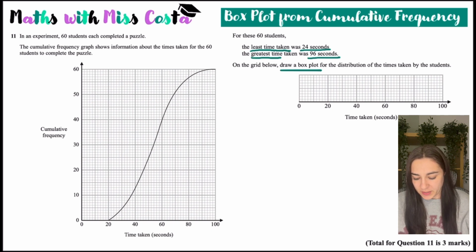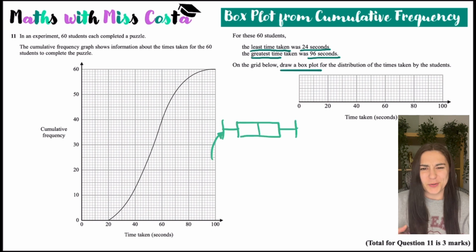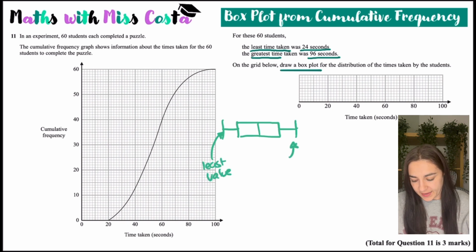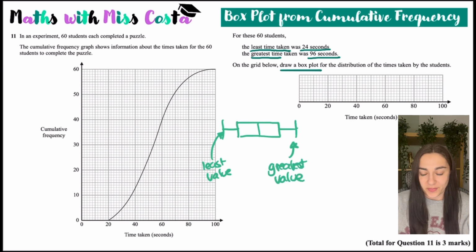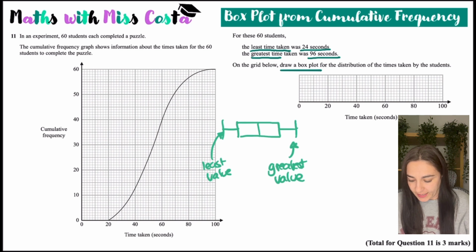And generally when you're doing a box plot, it's going to look something like this, where the end used to be called a box and whisker diagram, where the whiskers are this, and that would have been the least value and the greatest value. Okay, so the very edges of the box plot are the least and the greatest value. So we can plot these on our diagram.